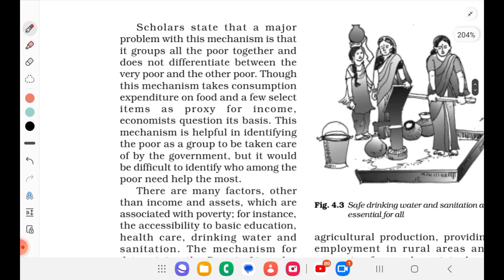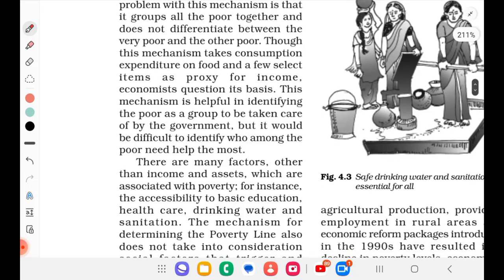Scholars state that a major problem with this mechanism is that it groups all the poor together and does not differentiate between the very poor and the poor. Though this mechanism takes consumption expenditure on food and a few select items as a proxy for income, economists question its basis. This mechanism is helpful in identifying the poor as a group to be taken care of by the government, but it would be difficult to identify who among the poor need help the most.